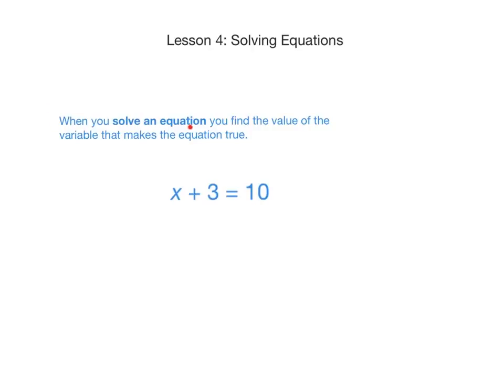So, when we solve an equation, we're finding the value of the variable that makes the equation true. Considering the following equation, we have x, an unknown number, or our variable, plus 3 equals 10. So some sort of number that's added to 3 must give us 10. Just by looking at this quick and easy example, we know that 7 plus 3 equals 10, and therefore x must be 7.